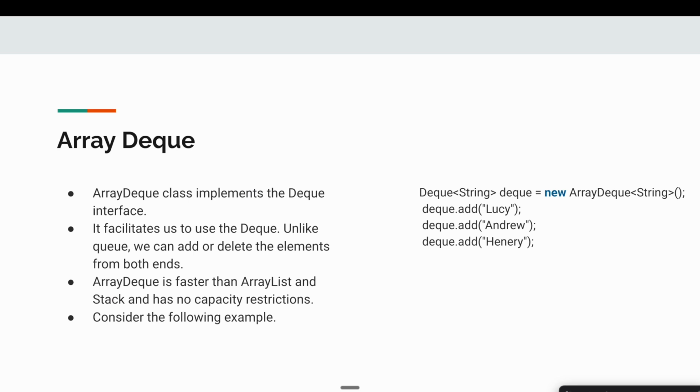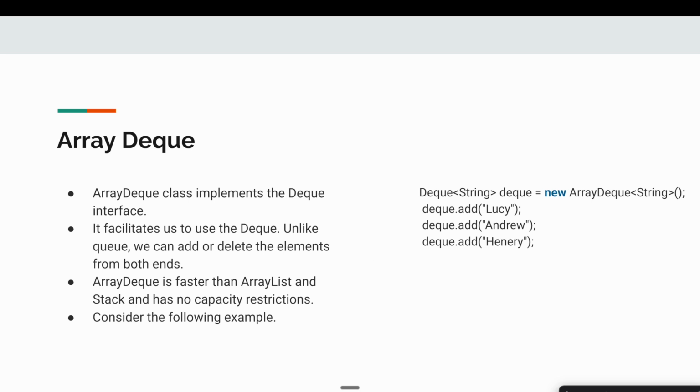And this is the array DQ, that is the implementation of the DQ interface. And we can add or delete the element from both the ends. And array DQ is faster than array list and stacks. So these are the specific characteristics of this array DQ.